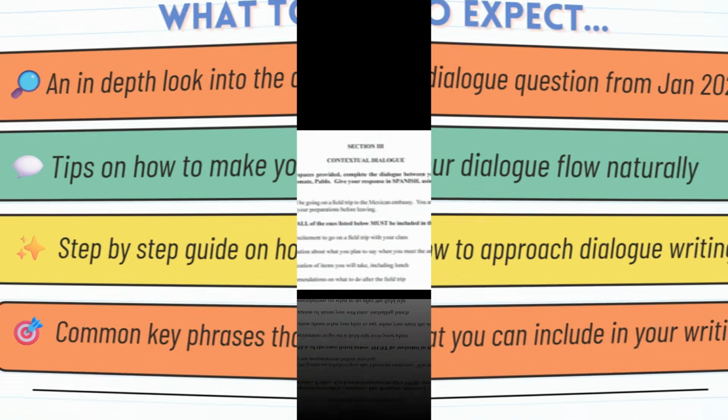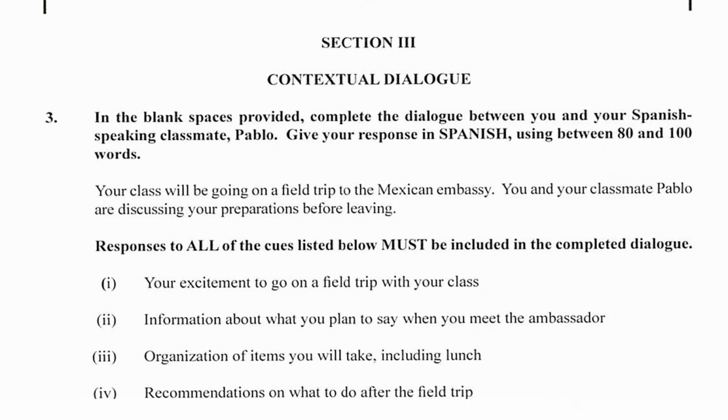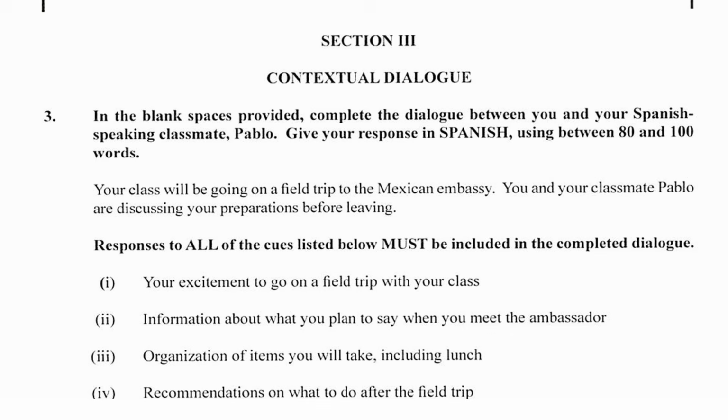Let's jump right in. The first thing that we will need to do is to read the instructions very carefully. In the blank spaces provided, complete the dialogue between you and your Spanish-speaking classmate, Pablo. Give your response in Spanish using between 80 and 100 words. Your class will be going on a field trip to the Mexican embassy. You and your classmate Pablo are discussing your preparations before leaving. Responses to all of the cues listed below must be included in the completed dialogue.